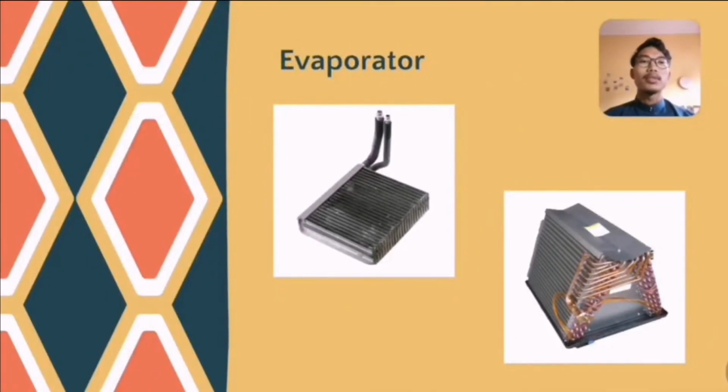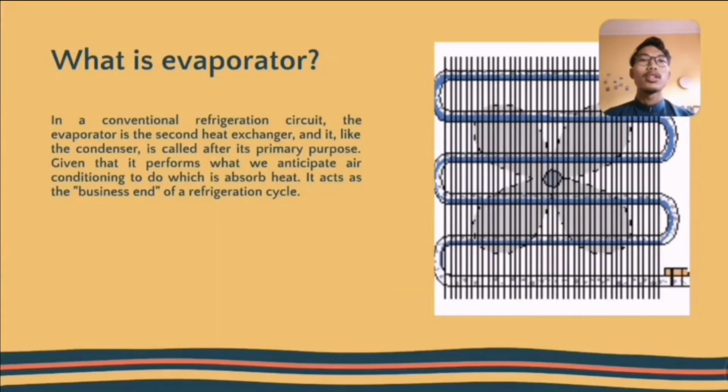Assalamualaikum. My name is Muhammad Shazwan bin Nizam, and now I want to present to you about the evaporator in the refrigeration system. First of all, what is an evaporator? In a conventional refrigeration circuit, the evaporator is the second heat exchanger, and like the condenser, it is named after its primary purpose, given that it performs what we anticipate air conditioning to do, which is absorb heat. It acts as the business end of a refrigeration cycle.